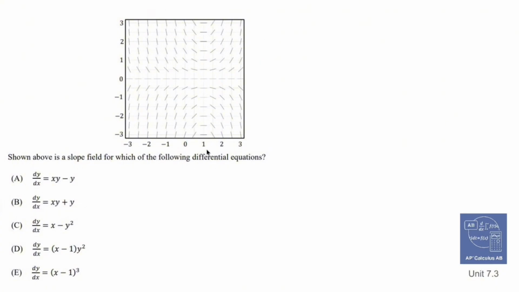Shown above is a slope field for which of the following differential equations. So we have this slope field here, we have a bunch of options here, and let's see what we can notice. What you should always try to do first is find out where your slope is 0. When y is 0, we have a slope of 0. When x is 1, we have a slope of 0 too. Okay, so let's do a little bit of mental math and see if we can eliminate anything. So at the point (1, 0), we should get 0.